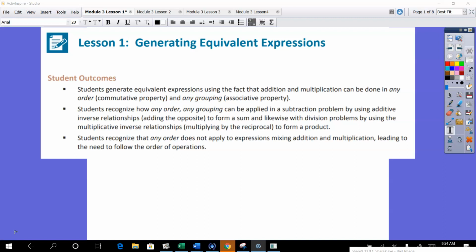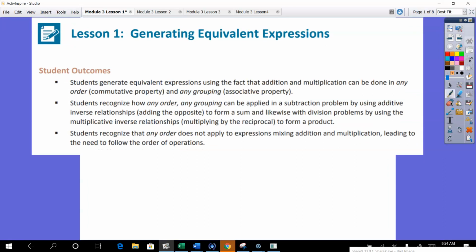So, our outcomes today are that students are able to generate equivalent expressions using the fact that addition and multiplication can be done in any order, which is our commutative property we've been talking about a lot, and any grouping. Okay, so we've been talking about any order, commutative, any grouping, associative, but only when you have it as addition and multiplication.